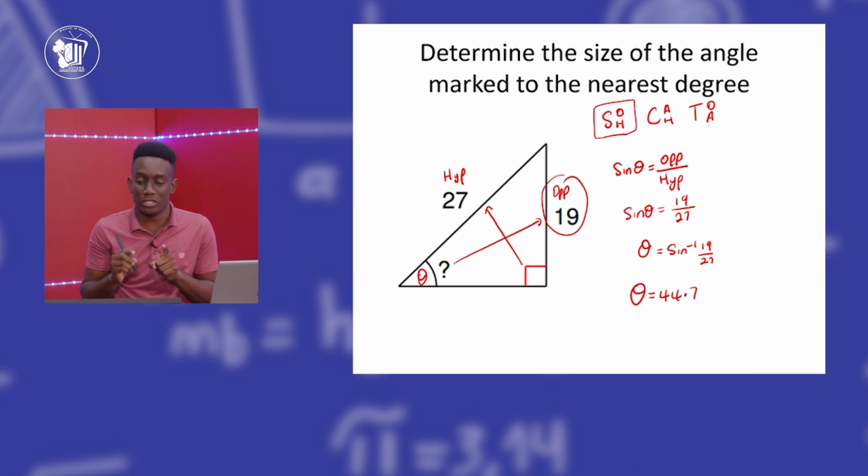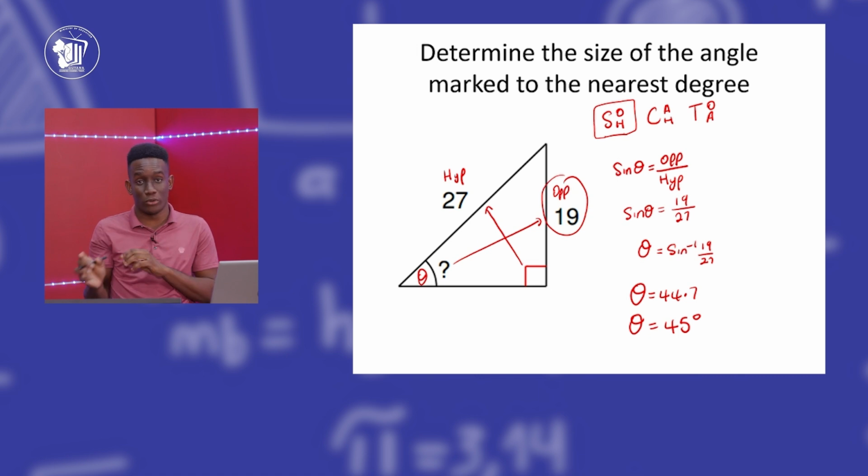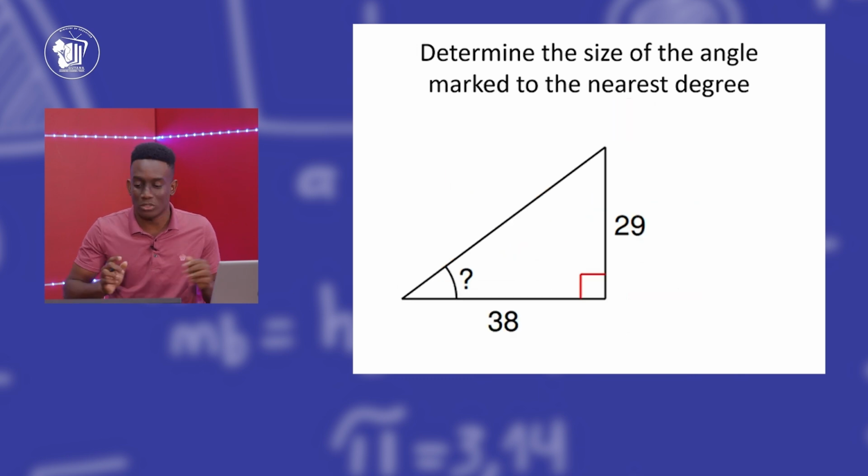44.7, but they want the answer to the nearest degree, so theta will be equal to 45 degrees, because we need to round that 44.7 to the nearest degree. So theta in this case is equal to 45 degrees. Let's look at another example.